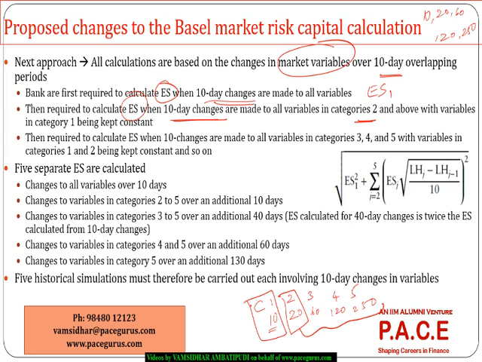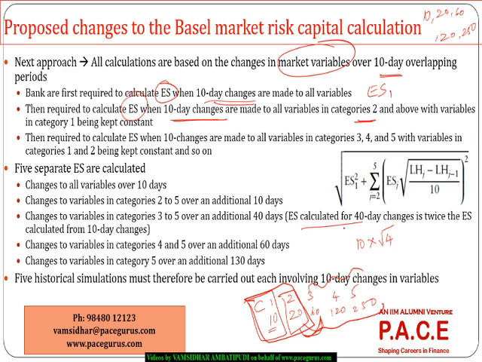Then keep these 2 constant and compute an ES again where a 10-day change is made to all these variables. But of course here you require a 40-day change. The way you can do this is to make a 10-day change and multiply it by the square root of 4.